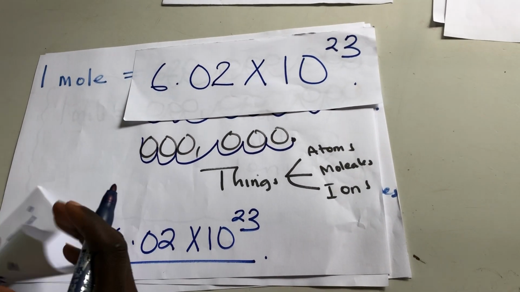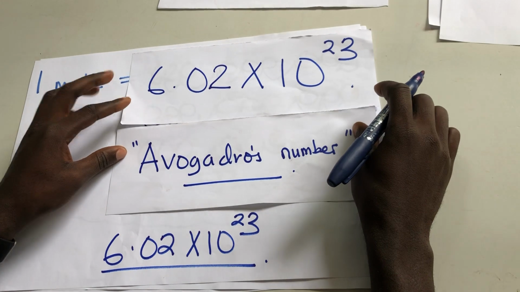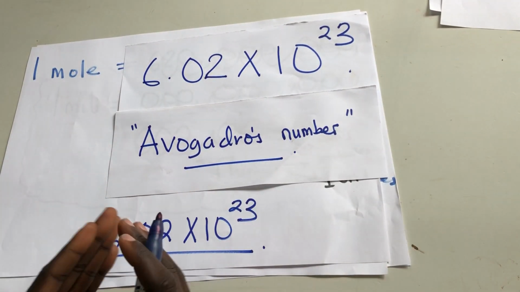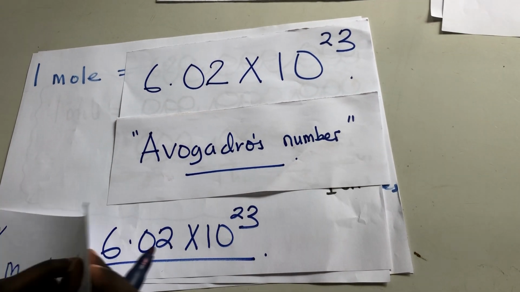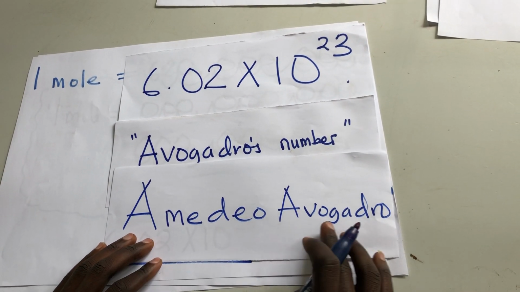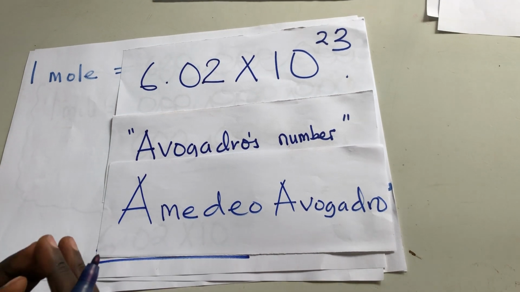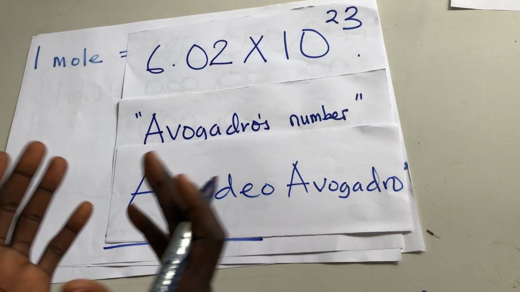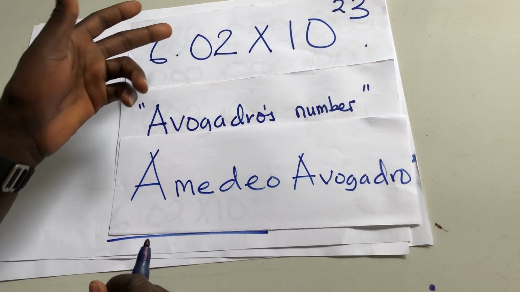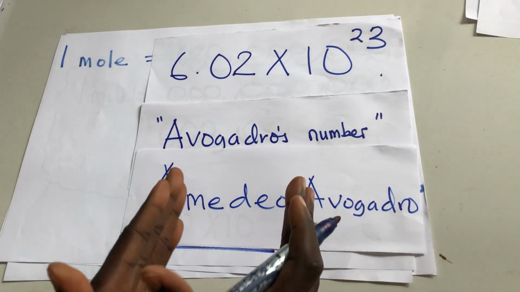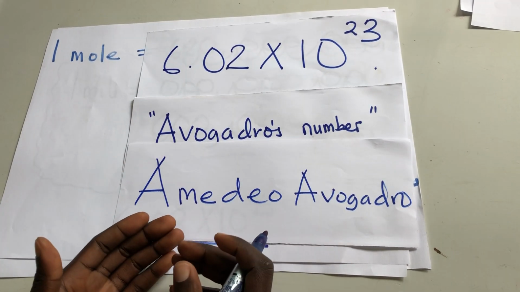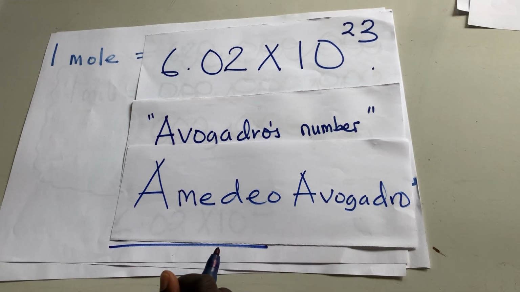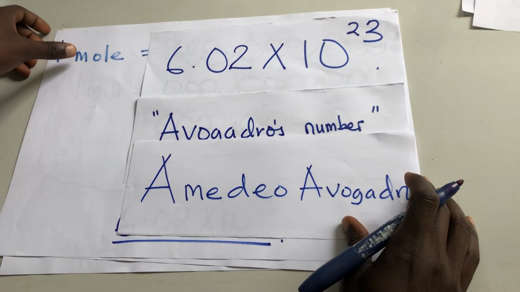Hii number huwa tunaita Avogadro's number. This number is called Avogadro's number because this concept was discovered by someone called Amedeo Avogadro. Huyu alikuwa ni mwanafizikia kutoka nchi ya Italy, ndio alileta hii concept ya mole concept. So hii number tunaita Avogadro's number for the respect of this man, kwamba Avogadro number ilikuwa discovered by Amedeo Avogadro, ndio maana tunaita Avogadro's number.